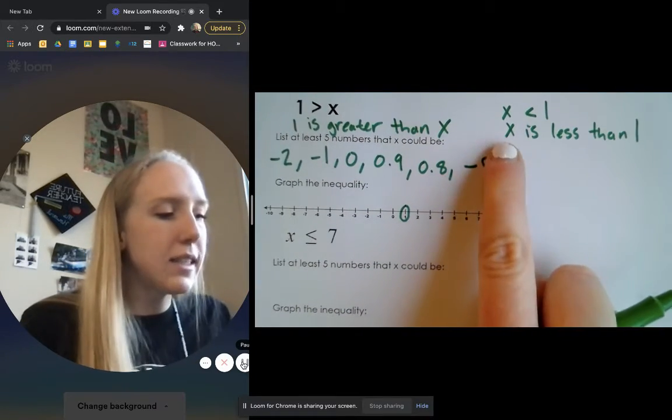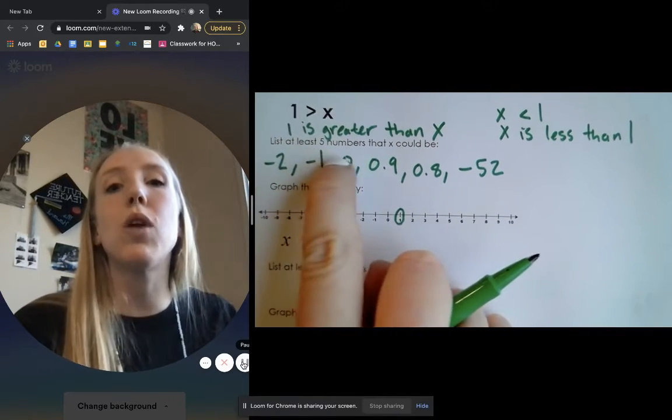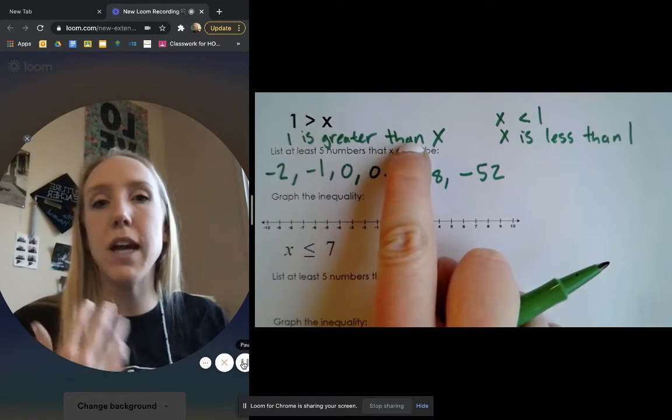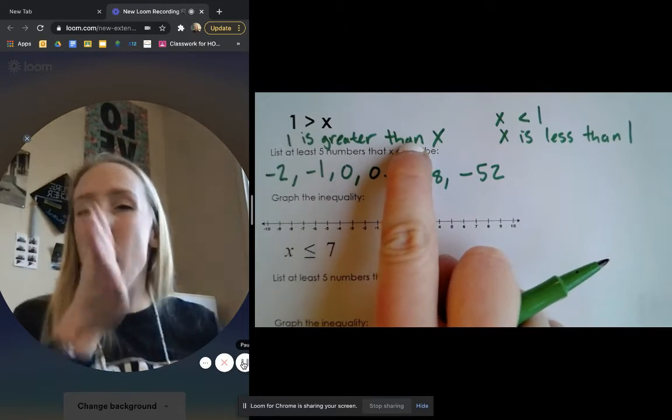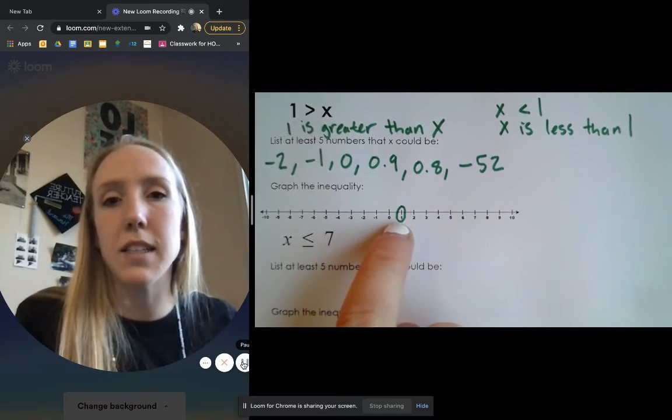Okay, now x is less than 1, or the other way, the original way, 1 is greater than x. So anything that x is, we have to make sure that it's less than 1, or that 1 is the biggest it could possibly be. It can't even really be equal to 1. Okay, because 1 is bigger.